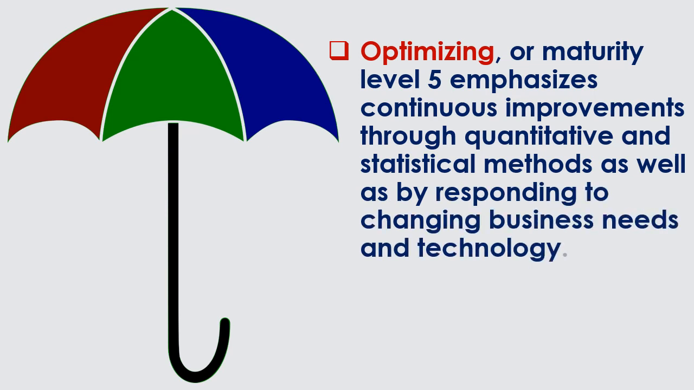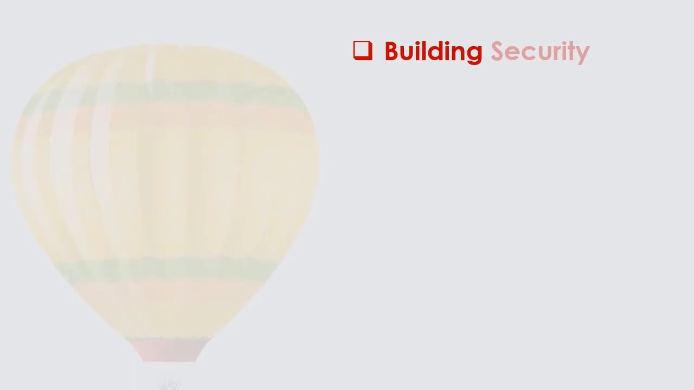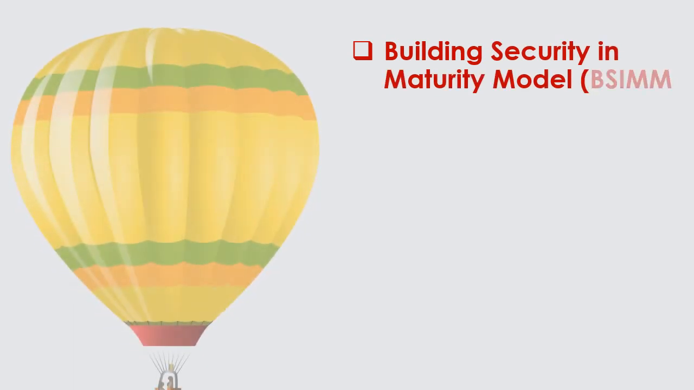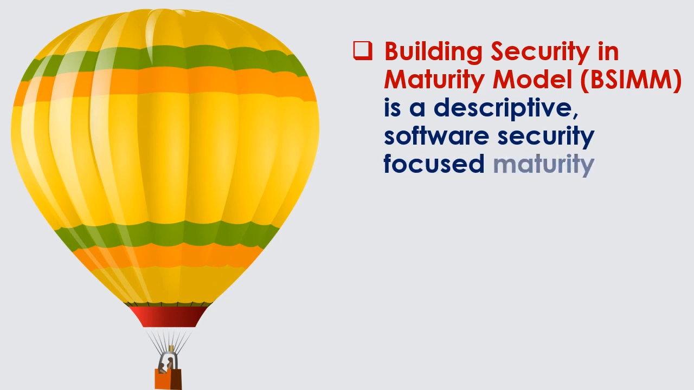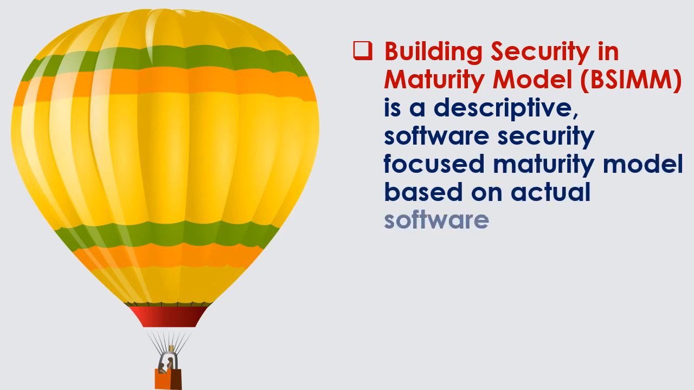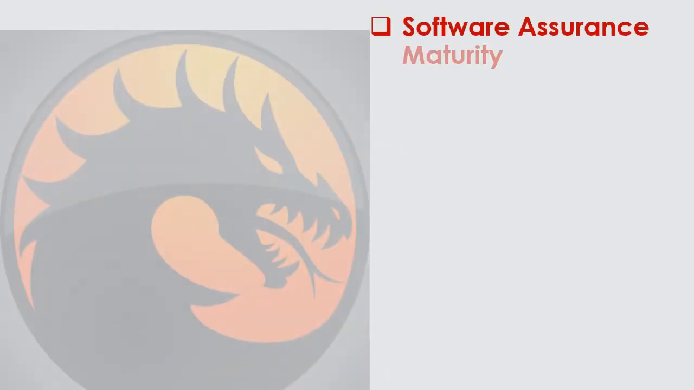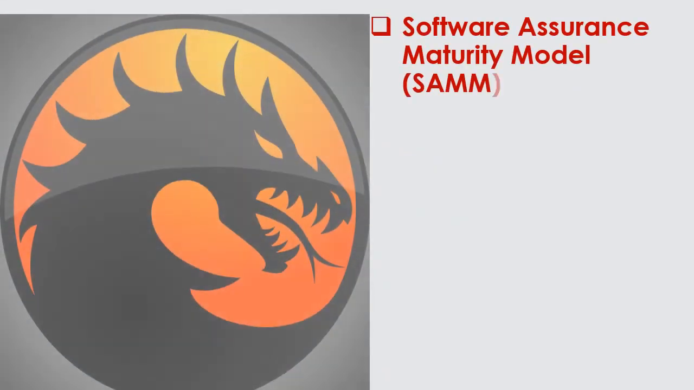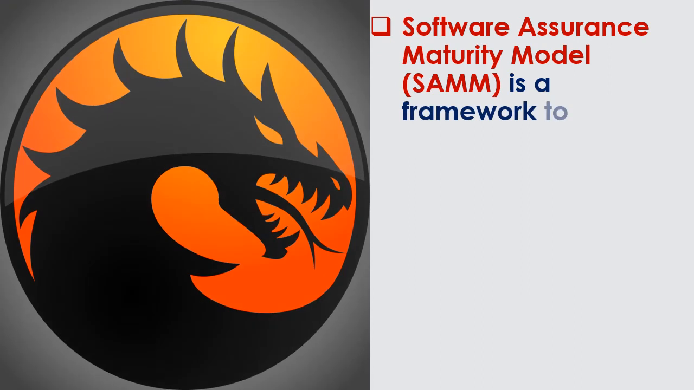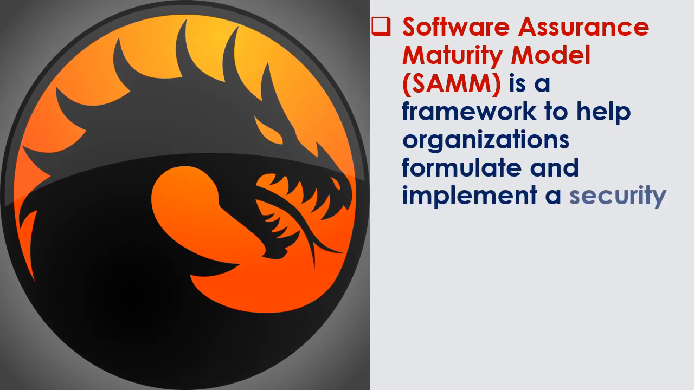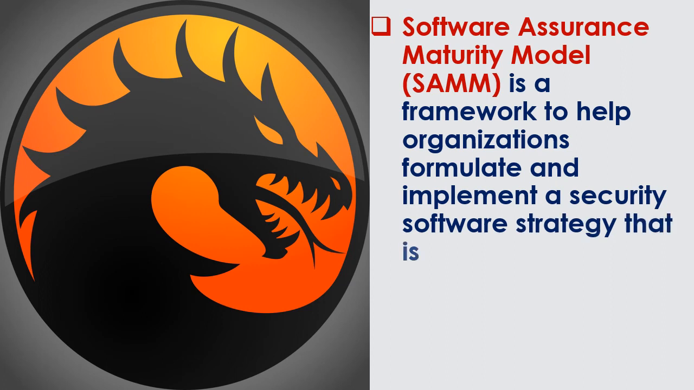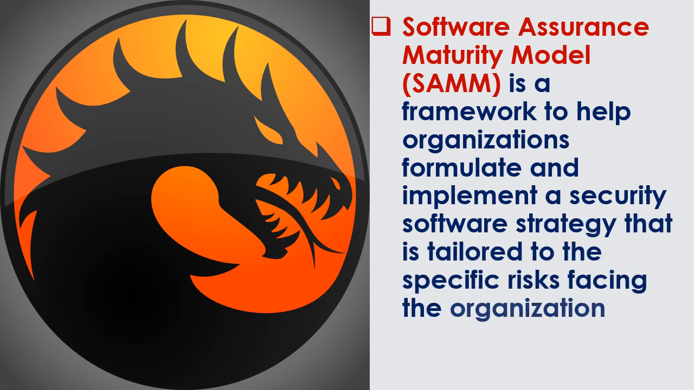Building Security In Maturity Model is a descriptive software security focused maturity model based on actual software security initiatives. Software Assurance Maturity Model is a framework to help organizations formulate and implement a security software strategy that is tailored to the specific risks for the organizations.